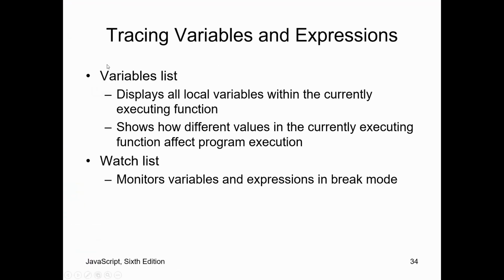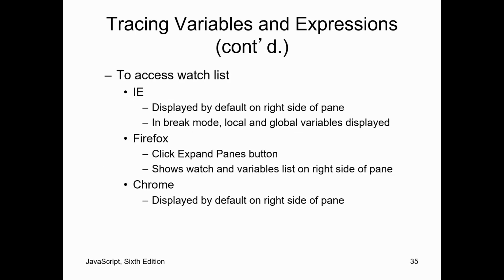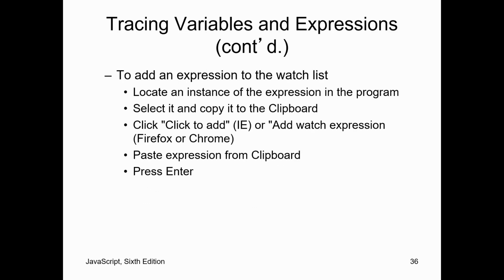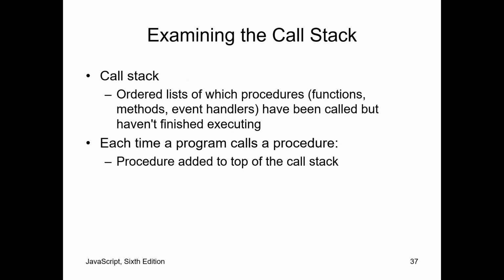All right, you can also run traces while your program's running. You can display a list of the variables while the program's running. So you can find out what value a variable has at any one time. The variables list and the watch list basically work the same way. Here's how you access those, okay? And add expressions. You can examine the call stack.